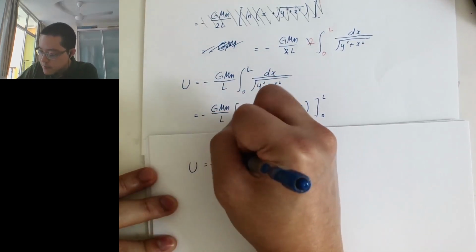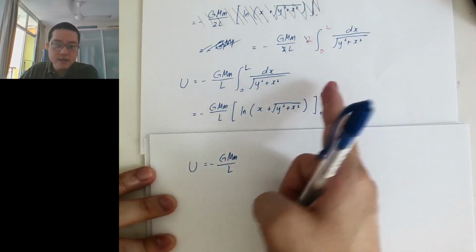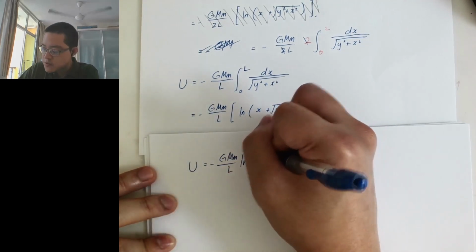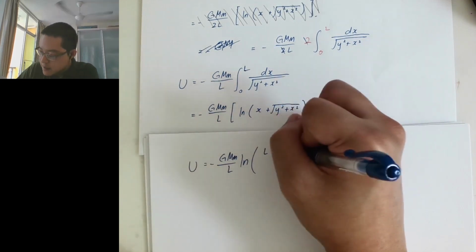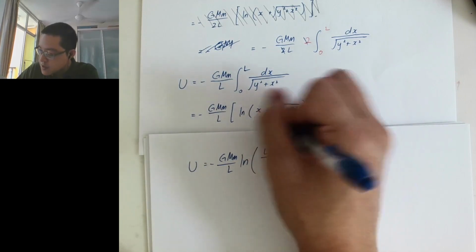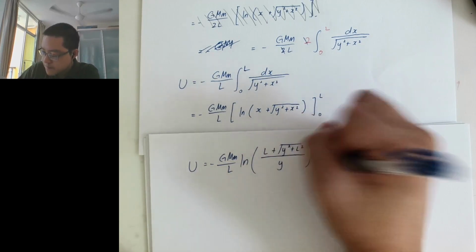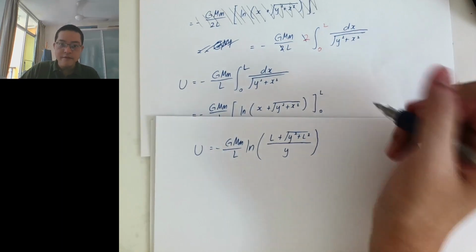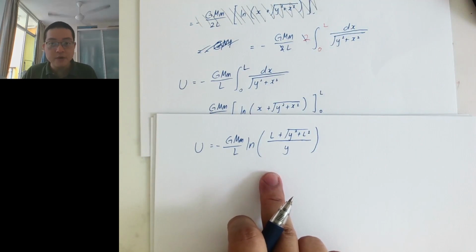I got G M m over L. This is a logarithm, so the logarithm of the upper limit minus the logarithm of the lower limit is just the ratio of the two. If I put in the upper limit, I get L plus the square root of y squared plus L squared. And then put in 0, I just get the square root of y squared, so it's just y. I got this. So everyone follow so far? This is the potential energy.